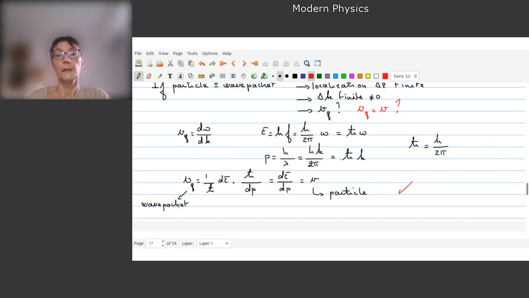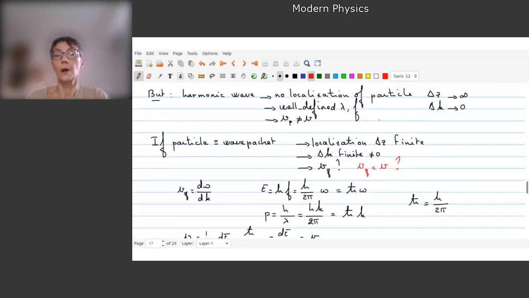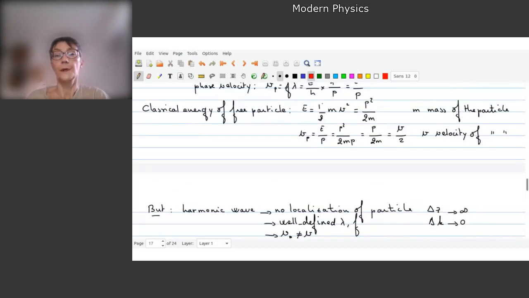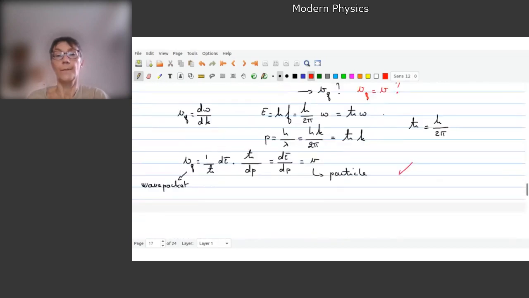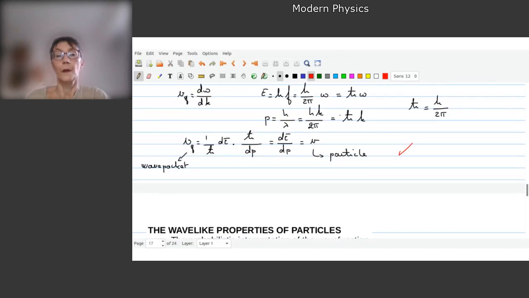because E is equal to p squared over 2m. So you have dE over dp equal to d over dp of p squared over 2m. So this is 2p over 2m, so this is p over m, which is v.